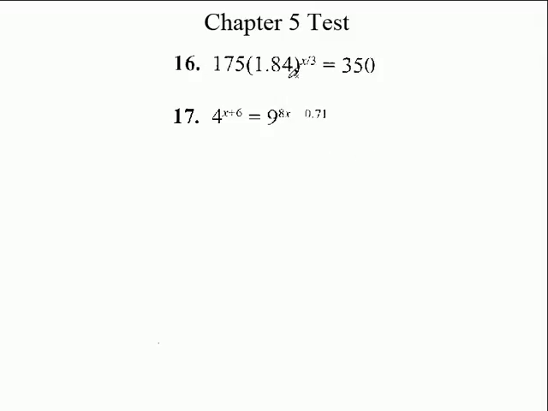Alright, hopefully we finish up on this video right here. We'll try to get right to it. So let's do number 16. Let me just rewrite it, makes it easier to show the steps. So it's 1.84 to the x over 3 equals 350.